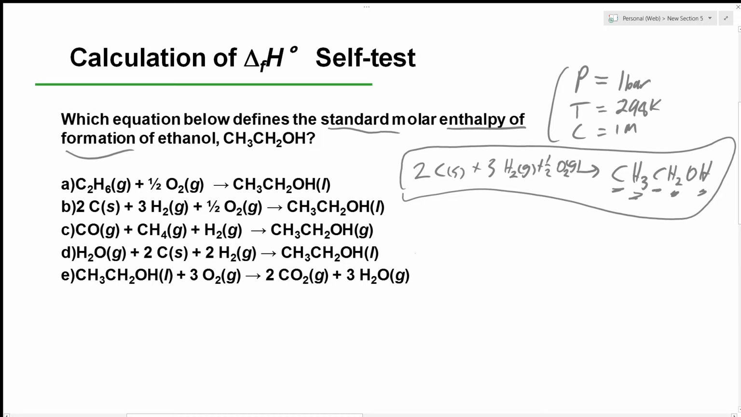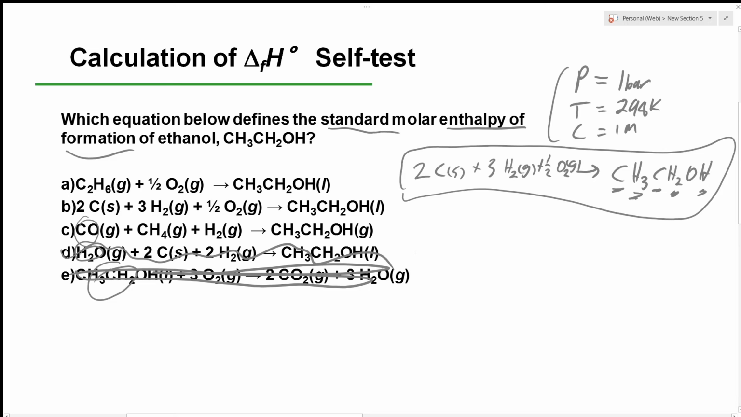We could have deduced which one of our answers we were looking for just by knowing the definition that we have to form ethanol from its elements under the stable thermodynamic states. So here, in part E, we're not forming ethanol, we're actually consuming ethanol, so that was not a likely candidate there. The next one up, D, was forming the ethanol, yes, but it was forming it from water here, which is not an element, so that one is not a possible candidate.